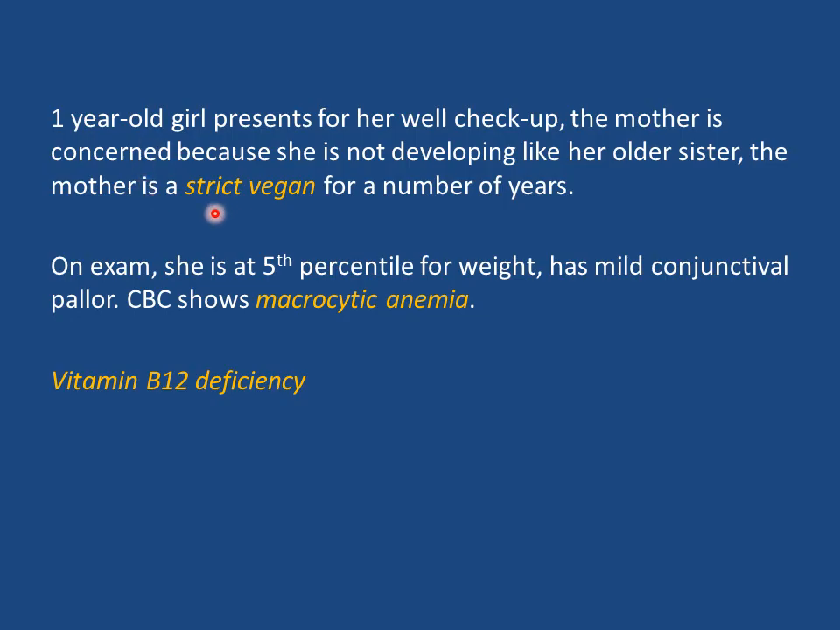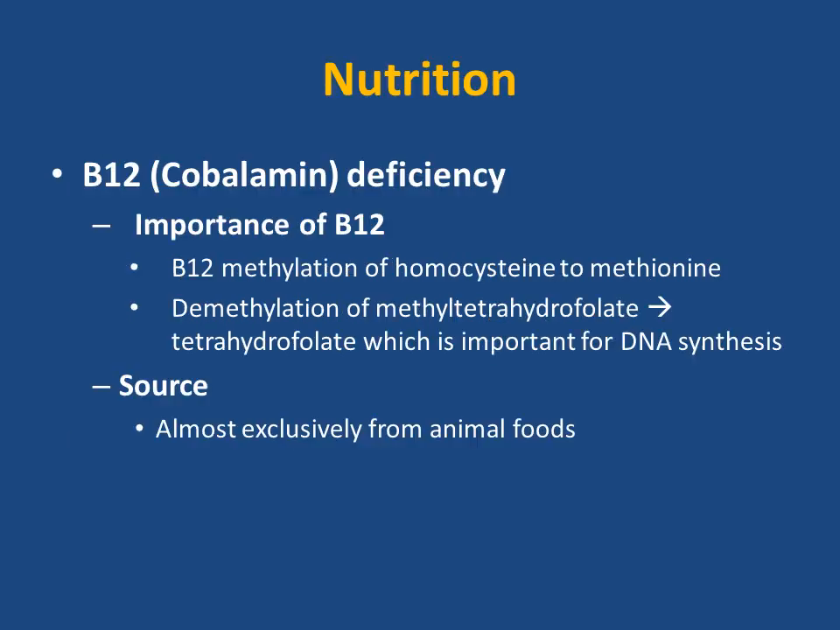The key words in this question are a strict vegan presenting with anemia, and the anemia is macrocytic anemia. The most likely cause of this anemia is vitamin B12 deficiency. B12 or cobalamin is important for synthesis of DNA, methylation of homocysteine to methionine, demethylation of methyl tetrahydrofolate to tetrahydrofolate, which is important for DNA synthesis and cell division. Sources of B12 are almost exclusively animals. The plants do not have B12.